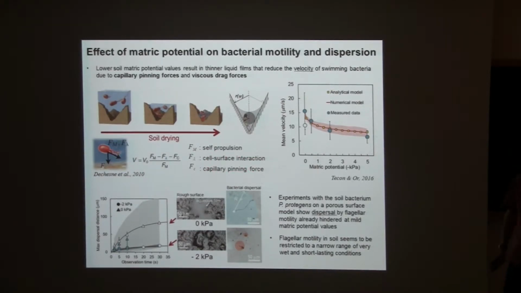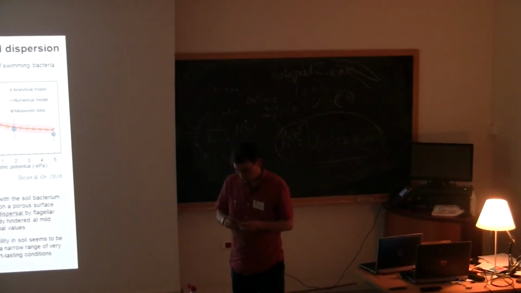And what we did, not directly in soil, but on model systems, both in simulations and in the lab, we were able to measure this velocity here. So the measured data are the points here, and this is as a function of matric potential. And we also compared with different models. And you could see that you have this decrease of velocity as a function of matric potential. So you have a direct control of the physical environment on their ability to swim.